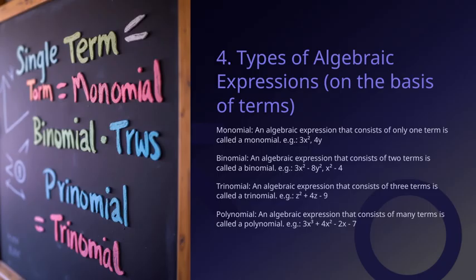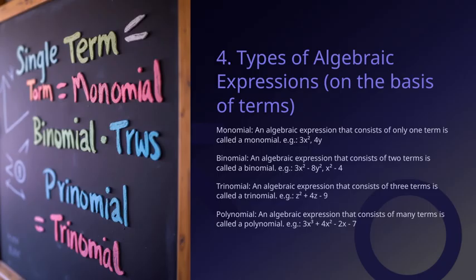Then there are trinomials, which include three terms. An example would be z² plus 4z minus 9. Trinomials are particularly common in quadratic equations and factoring exercises, making them a key concept to understand.